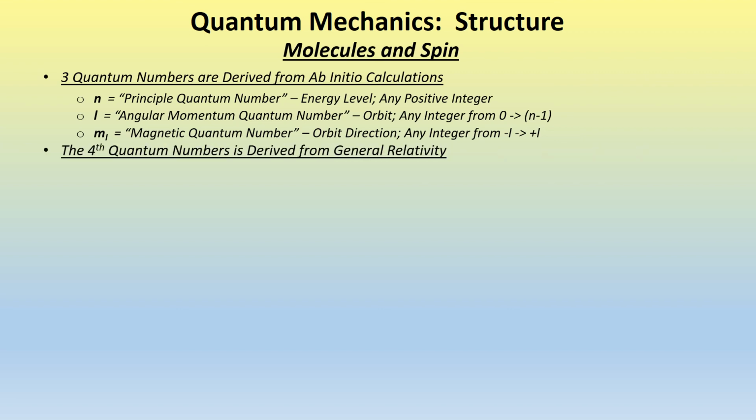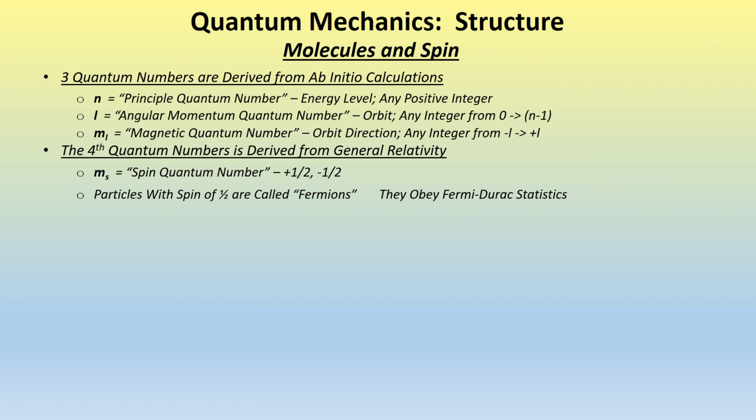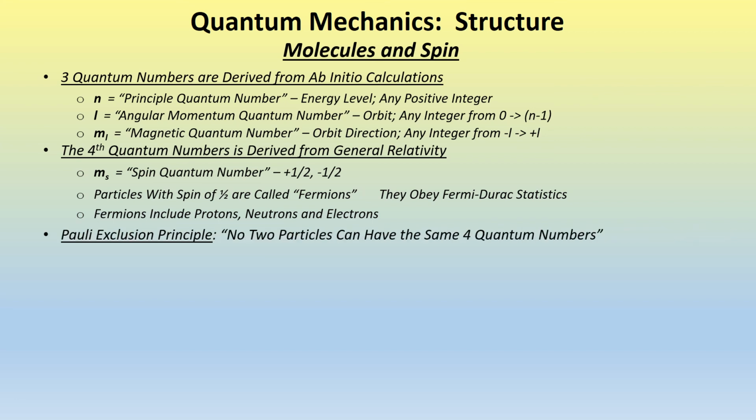The fourth quantum number is derived from general relativity. M sub S, the spin quantum number, can have possible values of plus 1/2 or minus 1/2. Particles with a spin of 1/2 are called fermions. They obey Fermi-Dirac statistics. Fermions include protons, neutrons, and electrons. The Pauli exclusion principle, that a wave function must be asymmetric with respect to exchange of variables, therefore translates to no two particles can have the same four quantum numbers.